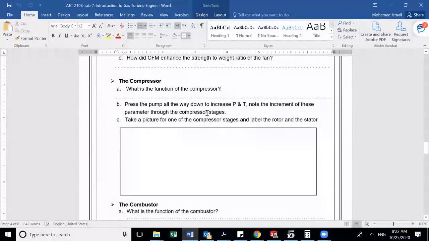So in the compressor, we are going to know what is the function of the compressor, and we'll see the increment of the pressure and temperature. Its name is compressor, so the pressure will be increased, and at the same time, the temperature also will be increased, despite the fact that we are not adding any kind of heat energy here. This is a feature of the gas or of the air. When you compress it, the pressure will increase and the temperature will be increased as well.